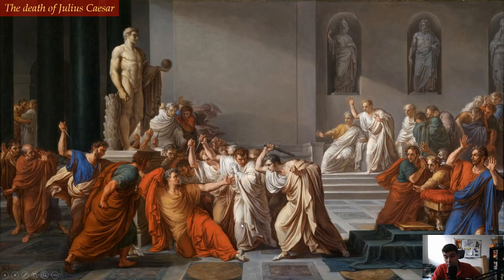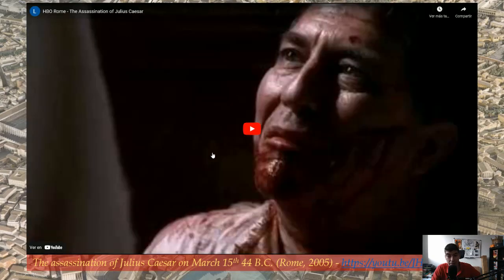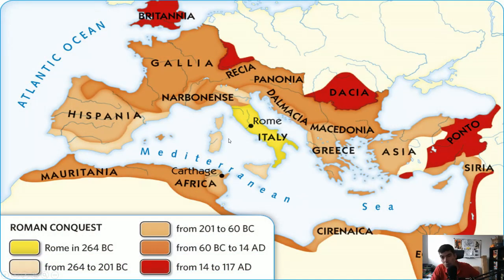This is Caesar being stabbed by all of his senators, and here you have the scene of the assassination of Julius Caesar from the magnificent TV series by the HBO, Rome. I don't want to show this here, it's a bit violent. So, how did Rome expand?